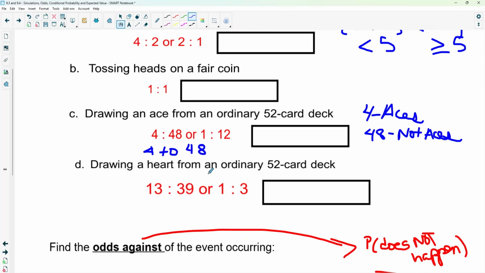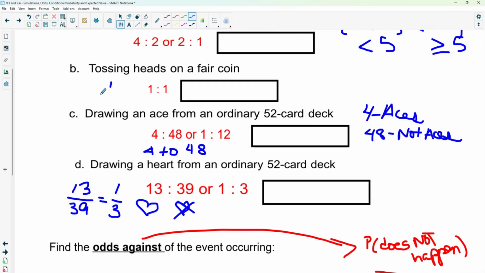And then we have drawing a heart from an ordinary deck of 52 cards. So there are 13 hearts, and then there are 39 that are not hearts, right? So that's 13 out of 39, and again, you can also write it as a fraction, 13 out of 39. The only difference is that when you're doing this, you must write both.